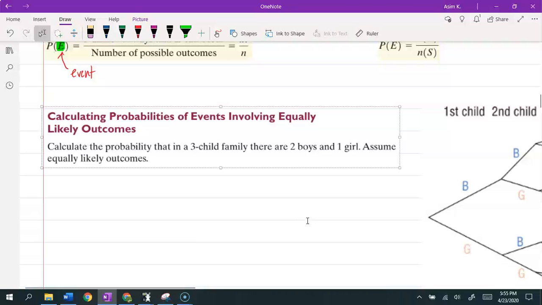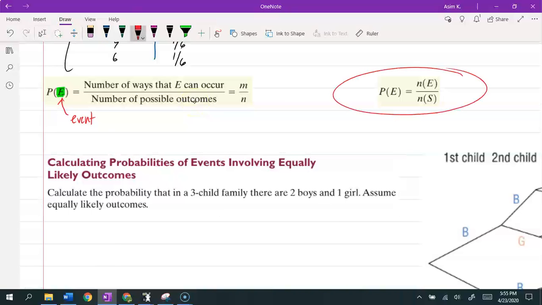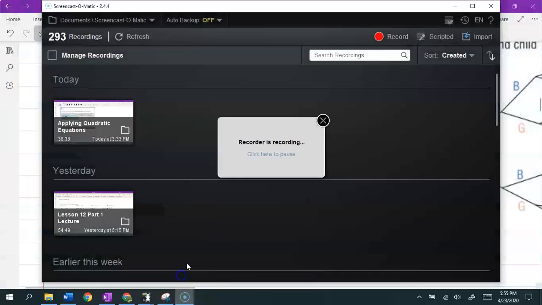But what it says is that the probability of an event occurring is equal to the number of ways that it can occur divided by the number of possible outcomes. All right, so that formula is rather vague, and I'll be sharing with you how this formula applies, and that's what's the most important. Okay, so let's go ahead and try a few examples here.